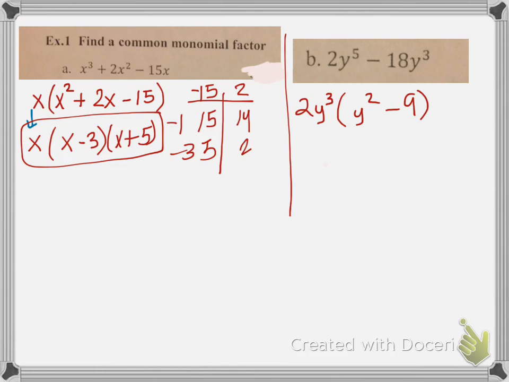Now, are we done? Or could this still be factored? Well, if you do recall the difference of perfect squares, y squared minus 9, we could take the square root of 9. So that right there still becomes y plus 3 and y minus 3.